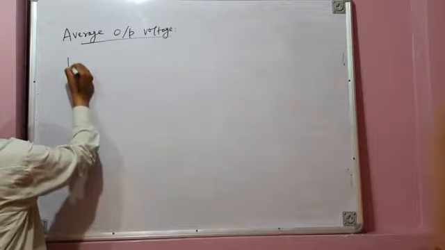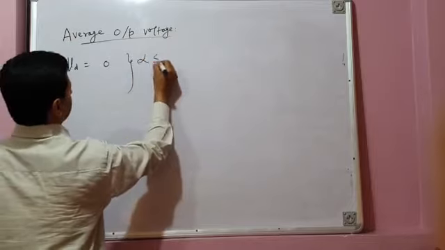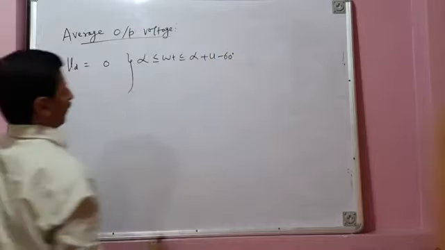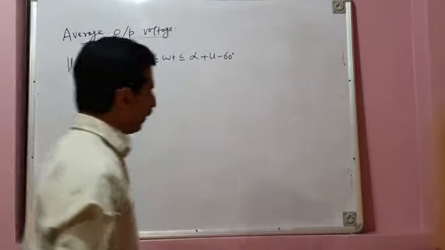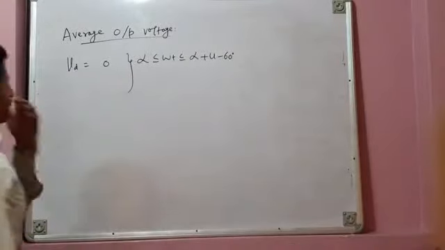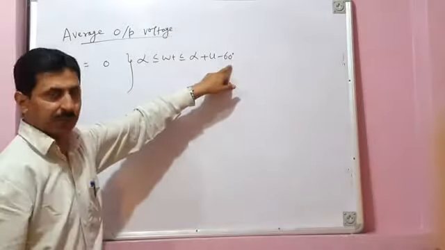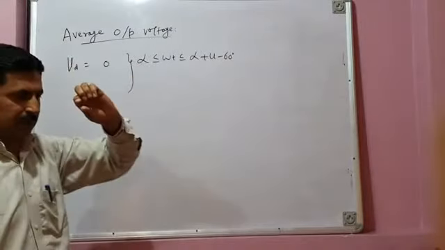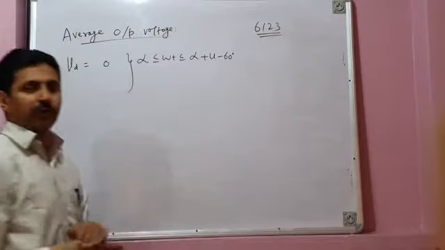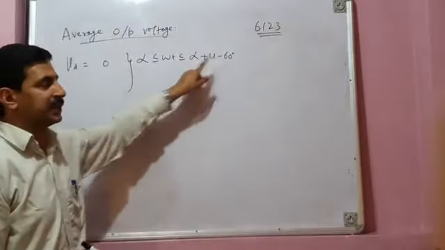We know that average output voltage Vd is equal to 0 when 4 valves are conducting, that is from alpha to alpha plus mu minus 60 degrees. Because we know that 4 valves are conducting for how much time? For mu minus 60 degrees interval. So if you are firing your valve 3, it gives 4 valve conduction 6, 1, 2, 3, and during 4 valve conduction your load voltage is 0. From alpha to alpha plus mu minus 60 degrees, load voltage is 0.